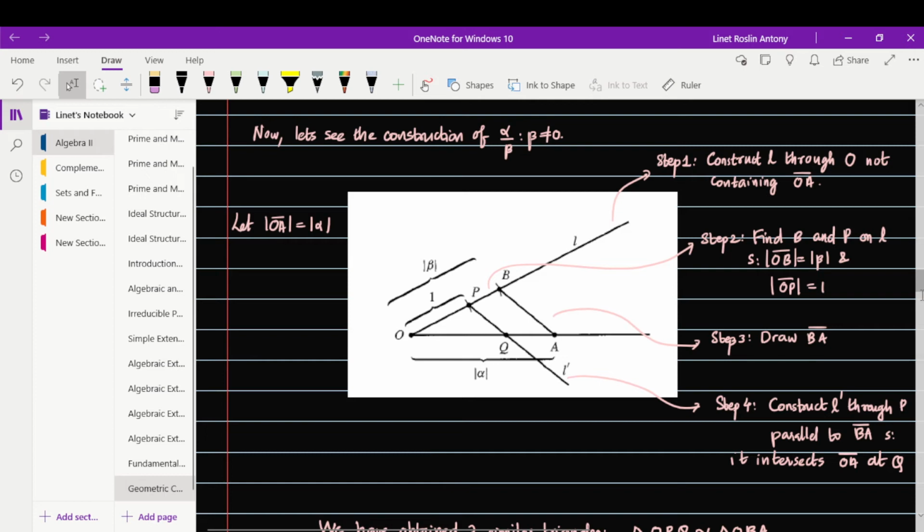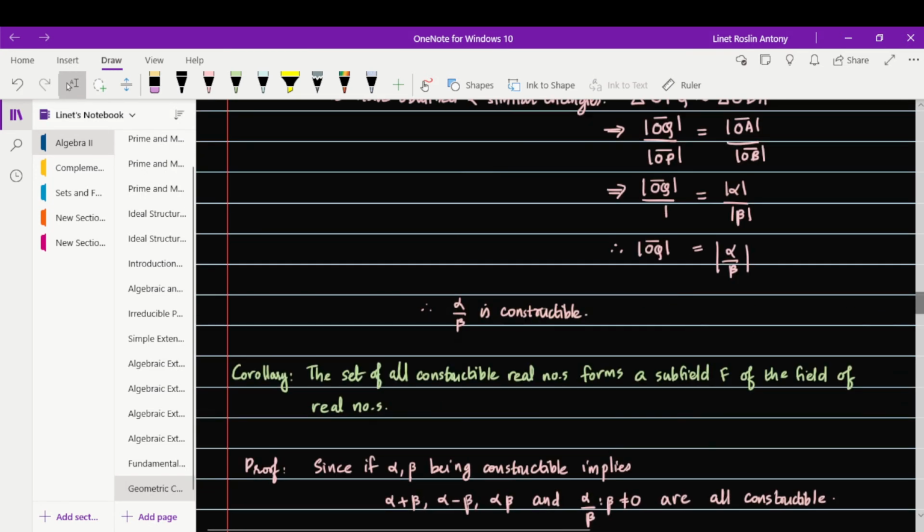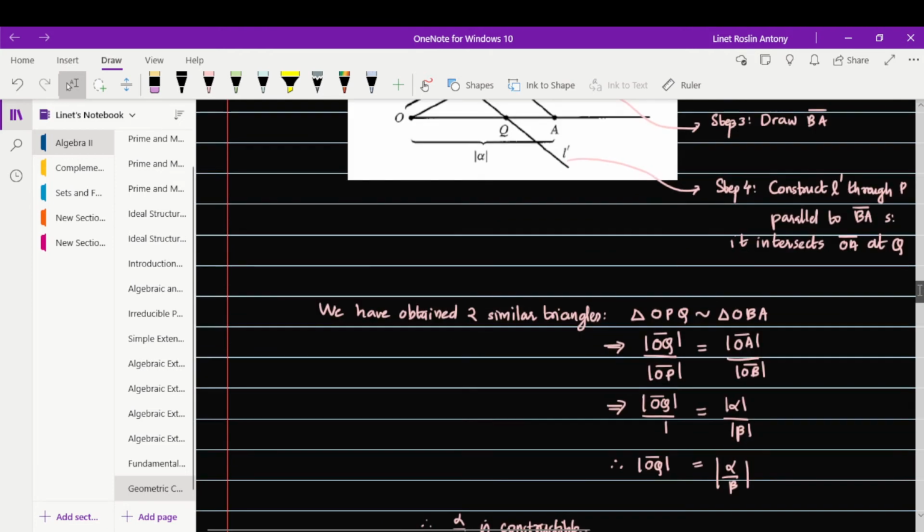Here also we are obtaining two similar triangles, triangle OPQ and triangle OBA.